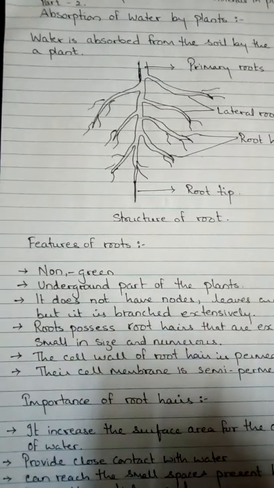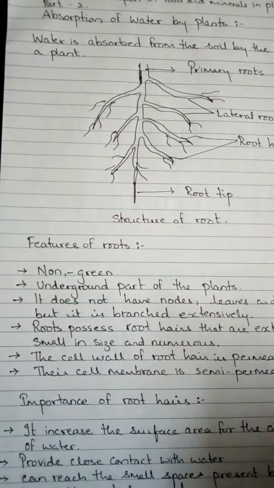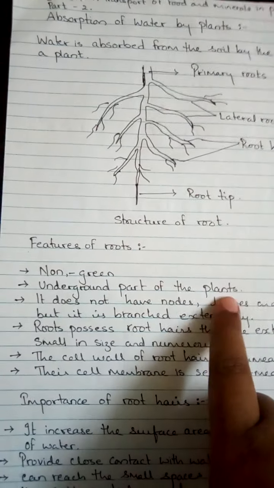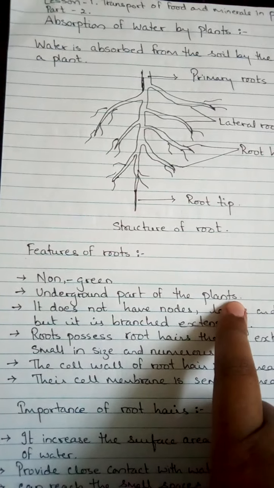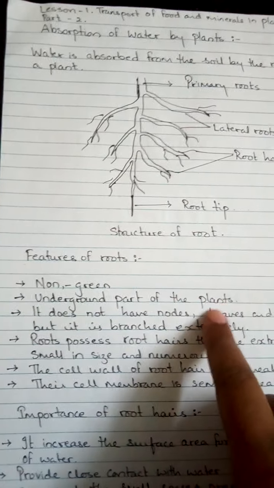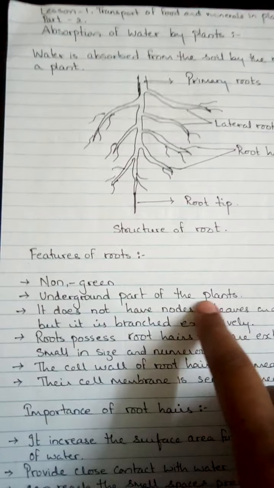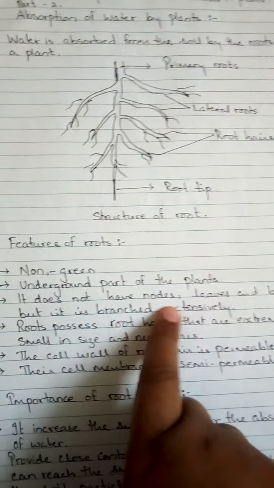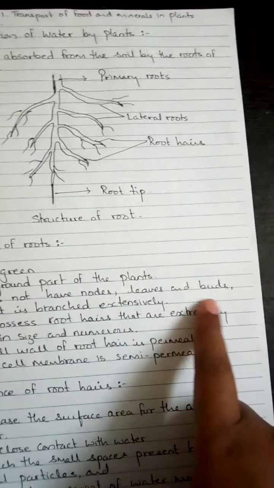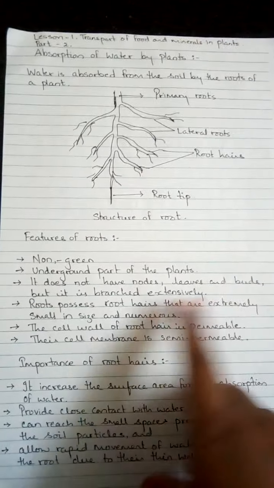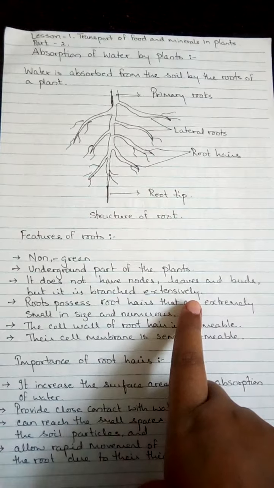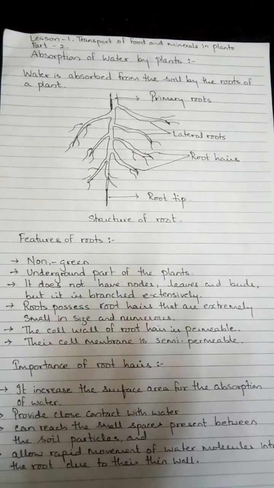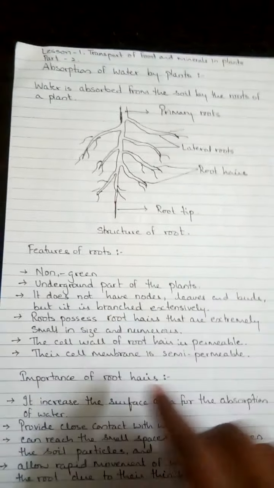Some plants have the ability of having roots above the ground, where the land is very marshy and filled with water. There we find the roots above the ground, but the basic feature is that roots remain under the ground. They do not have nodes, leaves and buds, but they are branched extensively. You have seen roots, there is no node, no leaves, no buds, nothing is there.